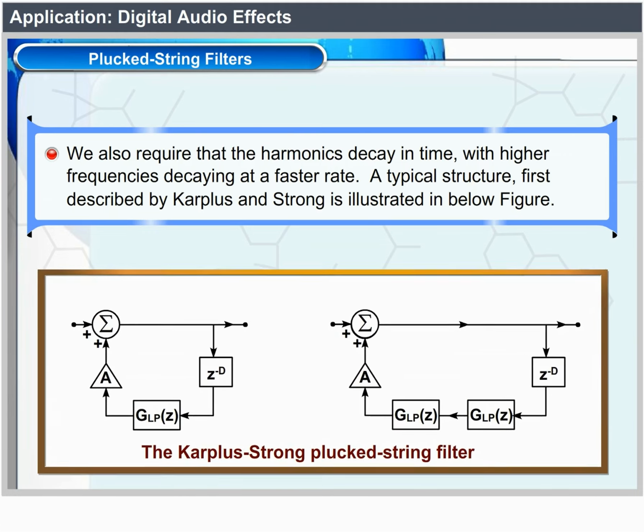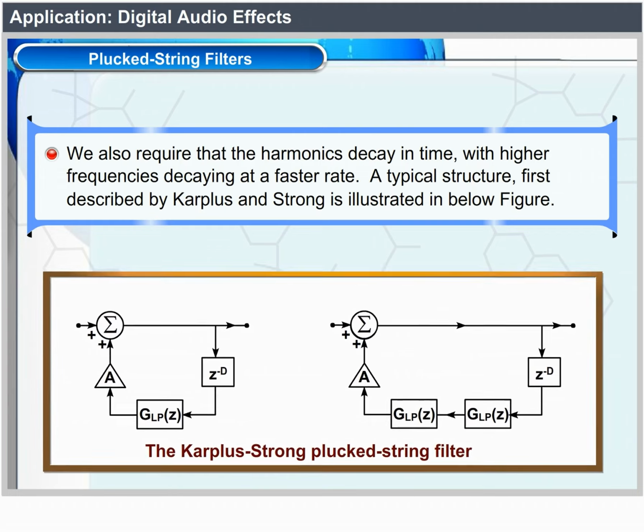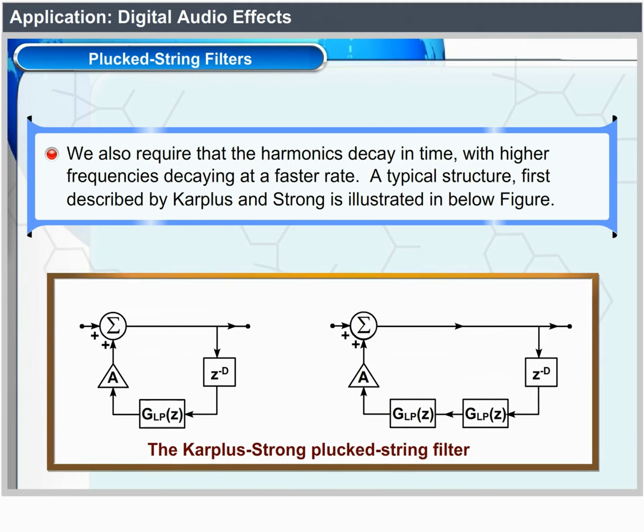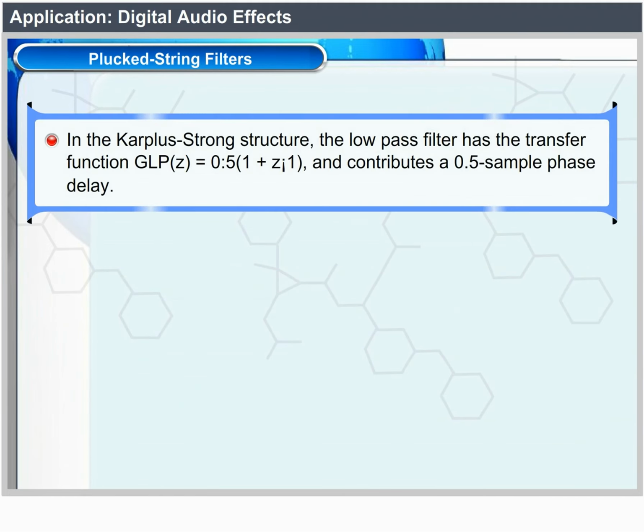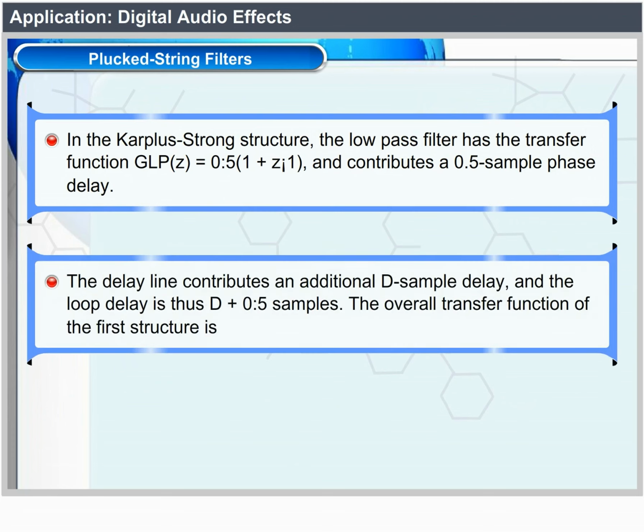A typical structure first described by Karplus and Strong is illustrated in the Karplus-Strong structure. The low-pass filter has the transfer function G_LP(z) = 0.5(1 + z^-1) and contributes a 0.5 sample phase delay. The delay line contributes an additional D sample delay and the loop delay is thus D + 0.5 samples.